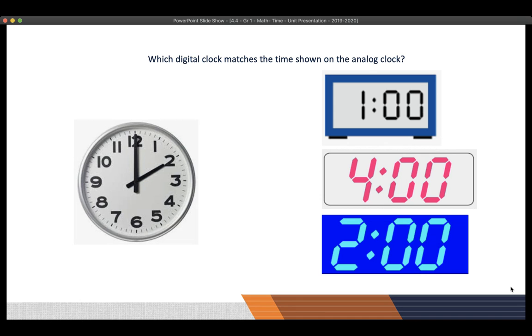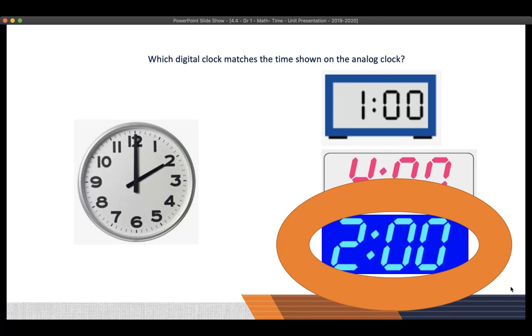Go ahead and look at this clock. What time is it showing? You should have 2 o'clock.